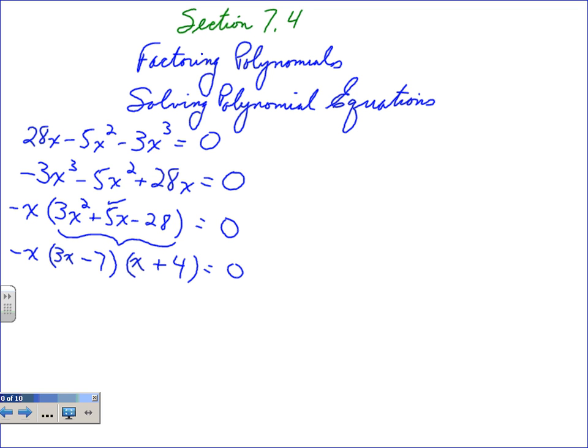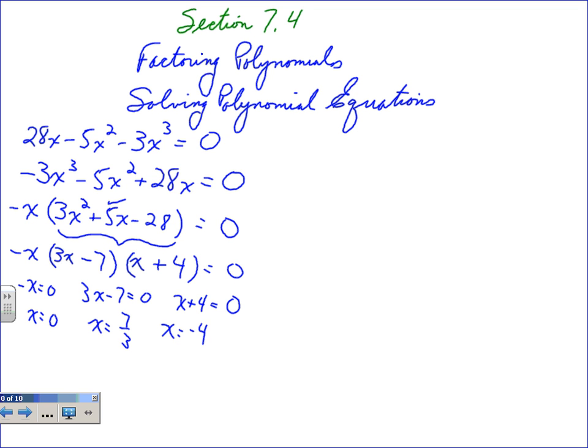Okay. And we've done enough factoring to where I think it's going to go fairly quick for you. So I have 3 factors here. So either negative x has to equal 0, or 3x minus 7 has to equal 0, or x plus 4 has to equal 0. If one of those is equal to 0, then the whole polynomial will equal 0. All right? So in the first case, x could equal 0. In the second case, x could equal 7/3, adding 7 divided by 3. And x could equal negative 4.